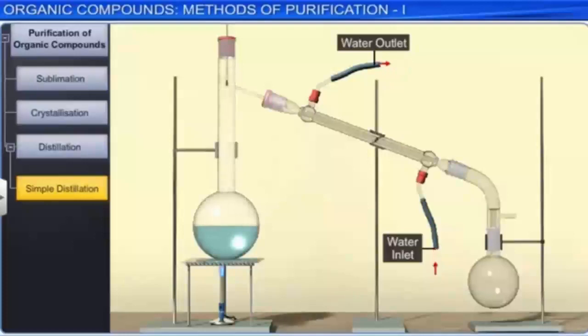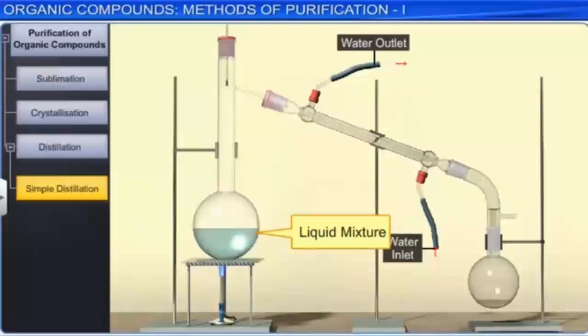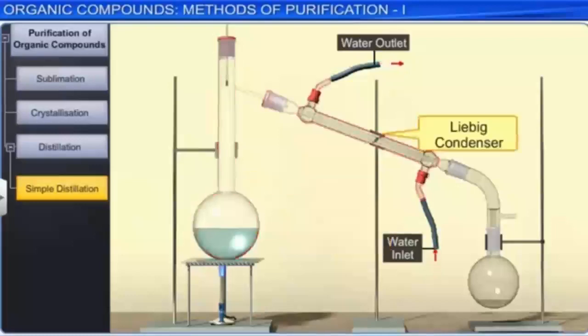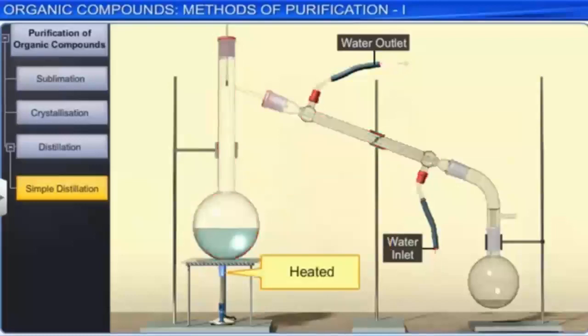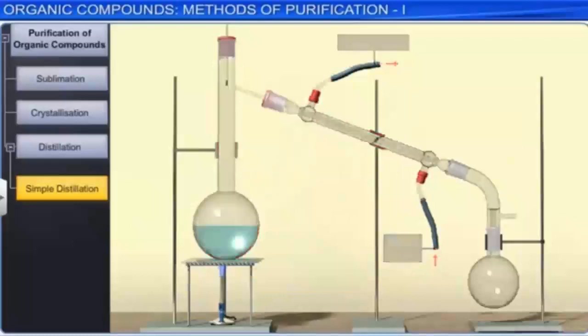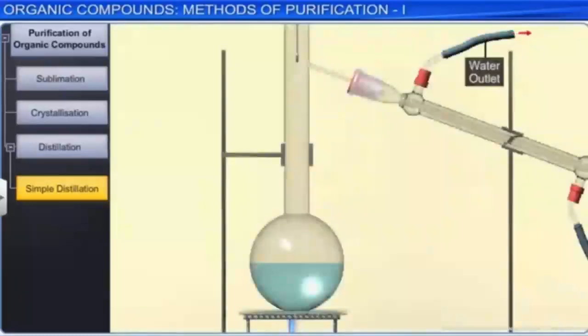For example, a mixture of chloroform and aniline, which differ in their boiling point by 123 degrees Celsius, are separated by this technique. In this method, the liquid mixture is taken in a round bottom flask which is fitted to a Liebig condenser and heated. On heating, the vapors of the liquid with the lower boiling point are formed first, and at a constant temperature, the whole of the liquid changes into vapors.